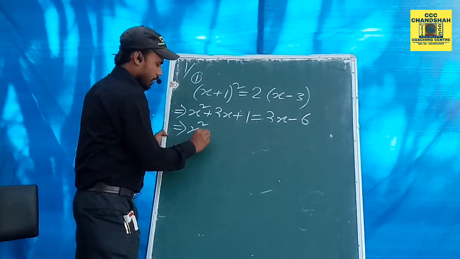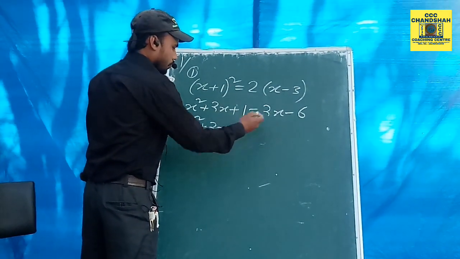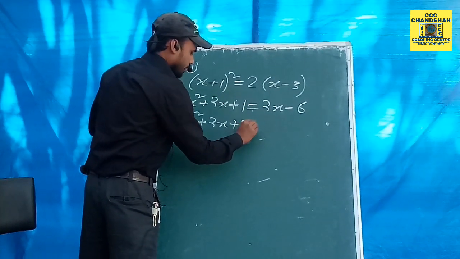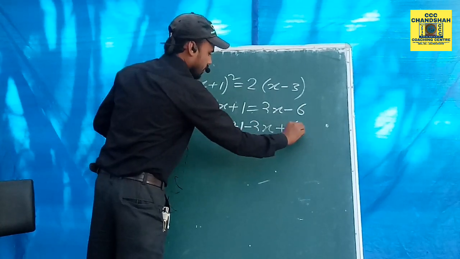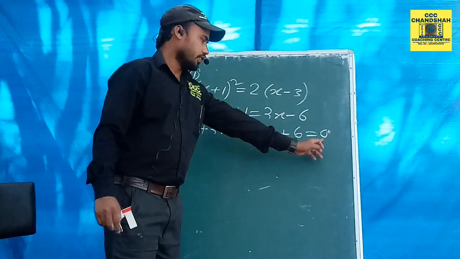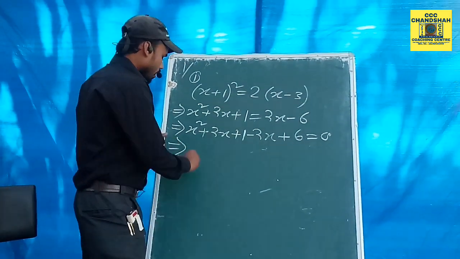Now what will you do? X square plus twice x plus 1. Here if you bring it from this side to this side, then it will be minus twice x and it will be plus 6 is equal to 0. 0 will remain here, and then what will you do? X square.